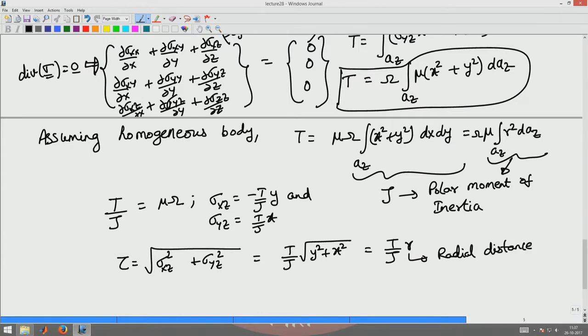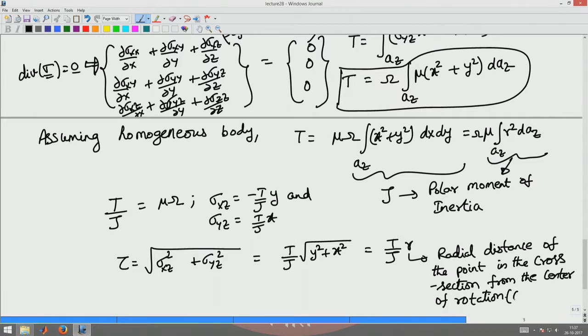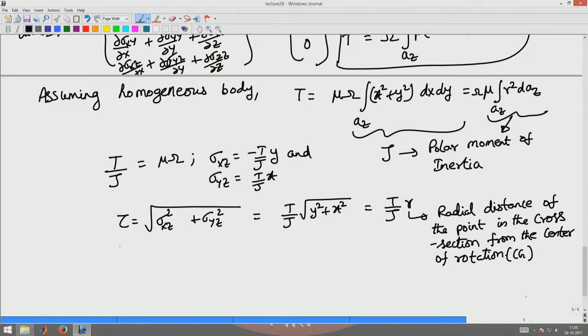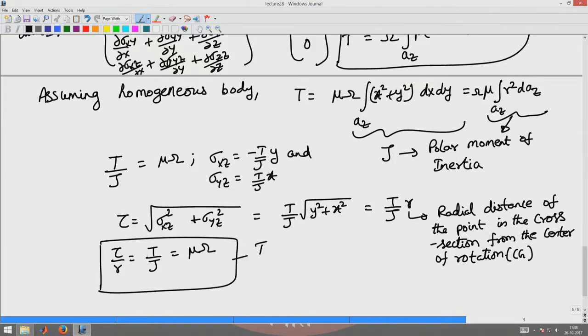distance of the point in the cross section from the center of rotation, which is usually the CG of the cross section. Okay. So, combining these equations, I have tau by R equal to T by J equal to mu omega. Okay. So, this is called the torsion equation.